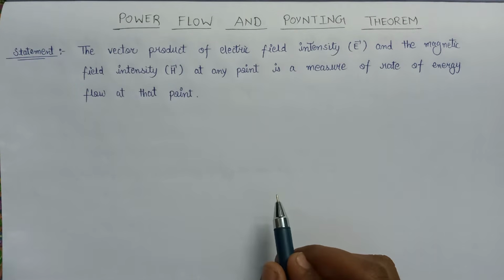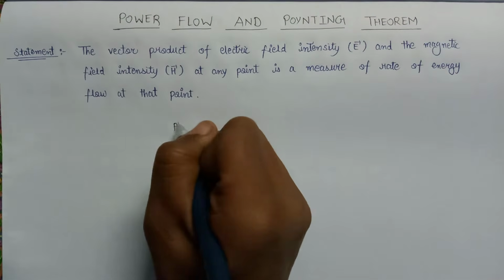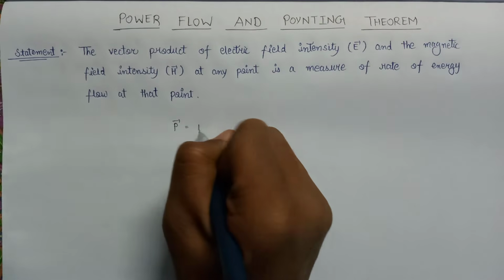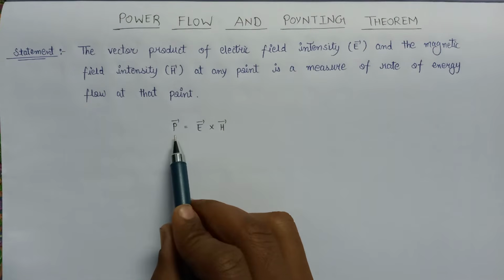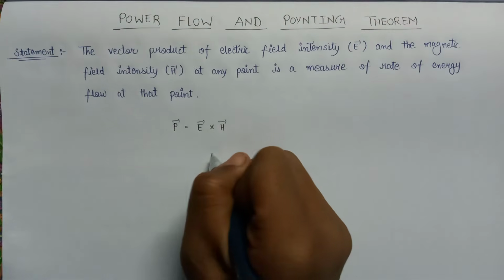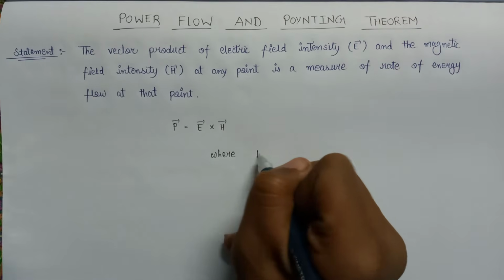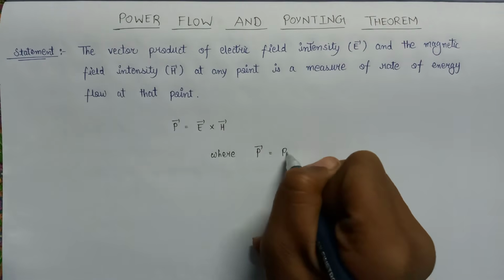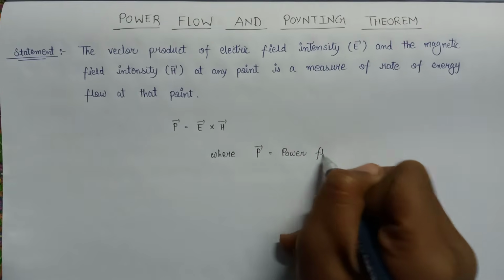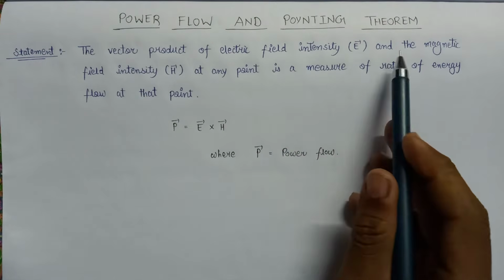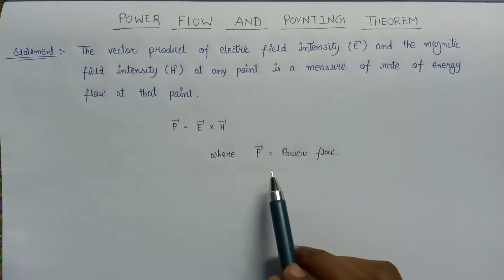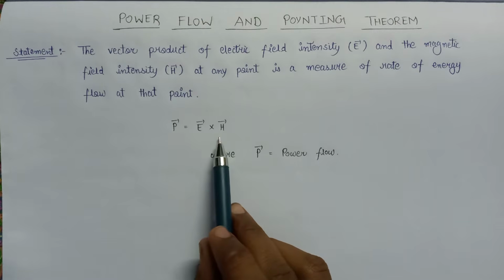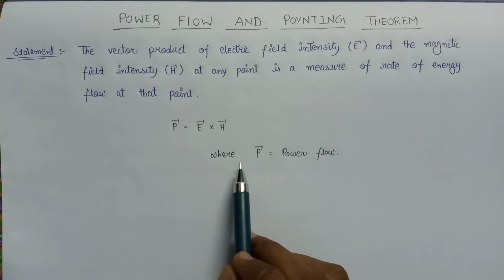Now if we discuss the mathematical expression for the Poynting theorem, it is written as P vector equals E vector cross H vector. Here the P vector is nothing but power flow. Since this Poynting vector shows the measure of the rate of energy that is flowing, in the mathematical representation it shows the power flow.